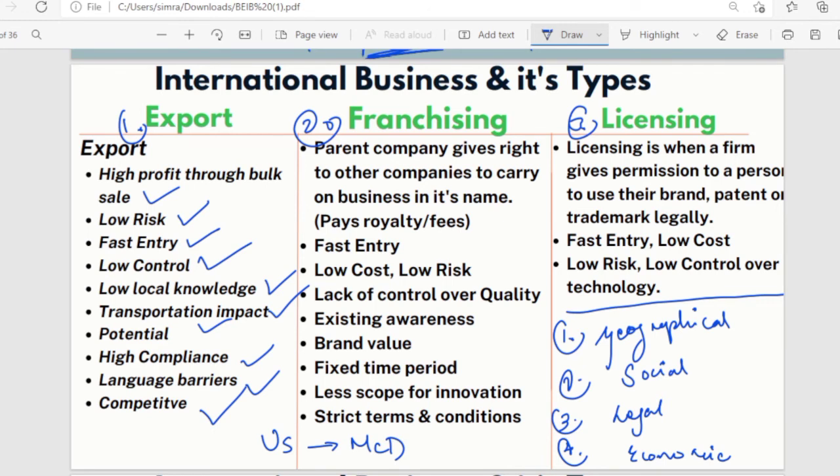Can you give some other example of franchising? How is it similar to McDonald's? Just Google it for 1 minute. Trust me, you will never forget what franchising is after that.